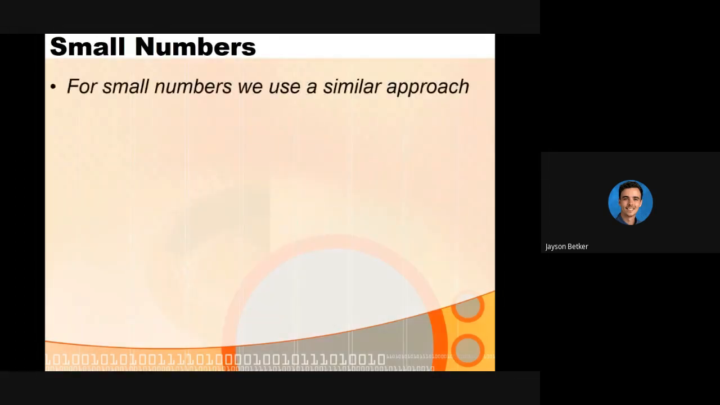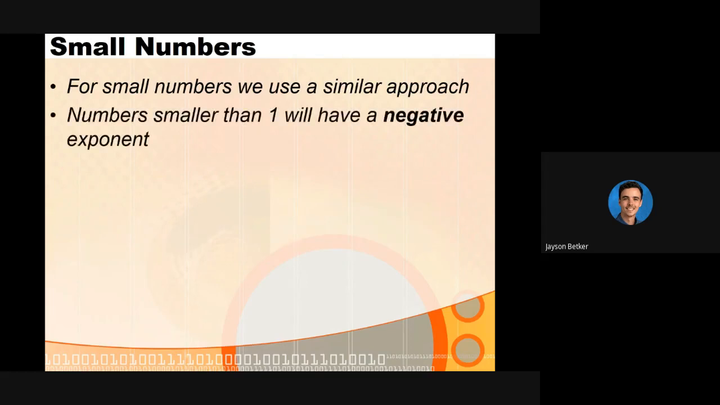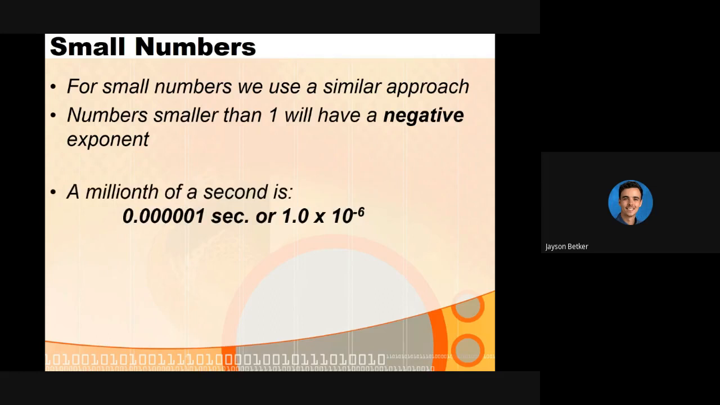All right, for small numbers. For small numbers, we use a very similar approach, okay? But the only thing that changes is for the smaller numbers, we're going to have a negative exponent. So if there's ever something that's like 0.0000001 seconds, well, what we're doing is we're putting a negative power, okay? That exponent is going to be negative. And the reason for that is I'm moving my decimal place. I want to have a number between 1 and 0, right? What I have to do is move my decimal place to be right here. Does that make sense? You want to have this number be between 1 and 0.